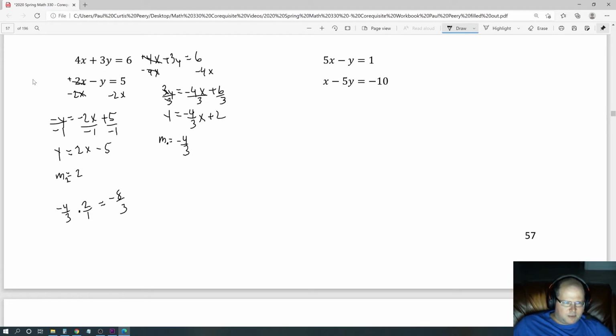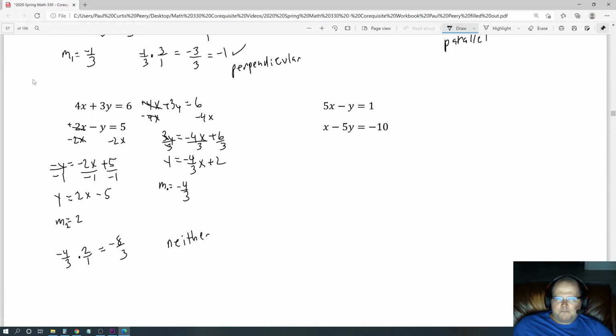It's not parallel. It's not perpendicular. There is no third test. If it's not parallel and it's not perpendicular, it is neither, or neither, depending upon your pronunciation. Okay, so we have one more example over here. Again, we're trying to find out whether these are parallel or perpendicular.